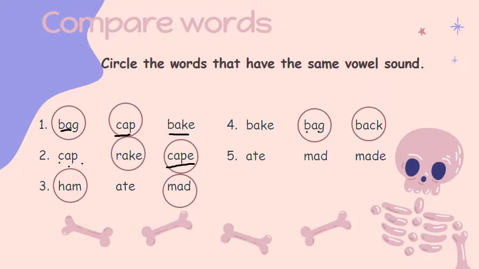Number five. Eight, mad, and made. We can hear the short A sound in the word mad, the long A sound in the word made, right? Let's say it together. M-A-D, mad. M-A-D. Can you see the magic E? So we have to circle eight and made.